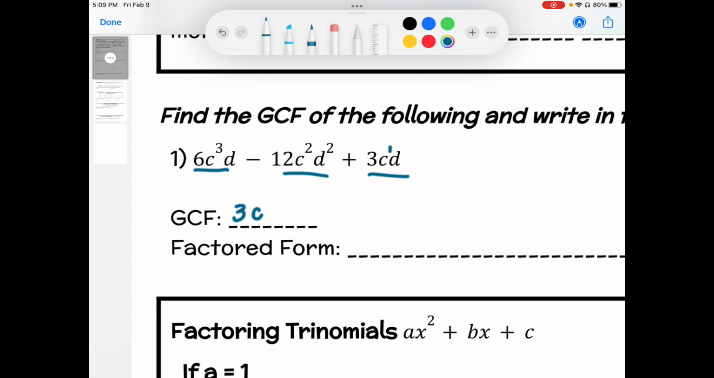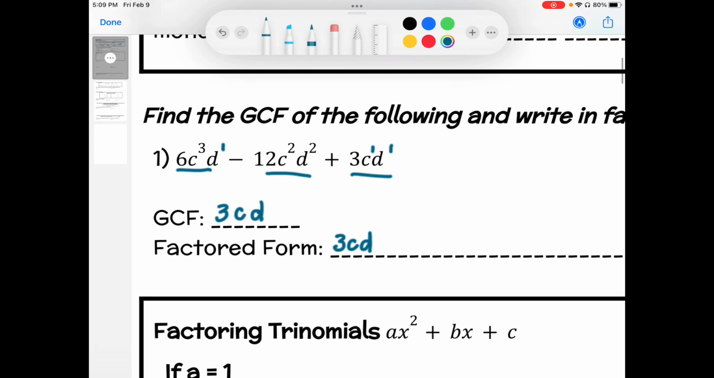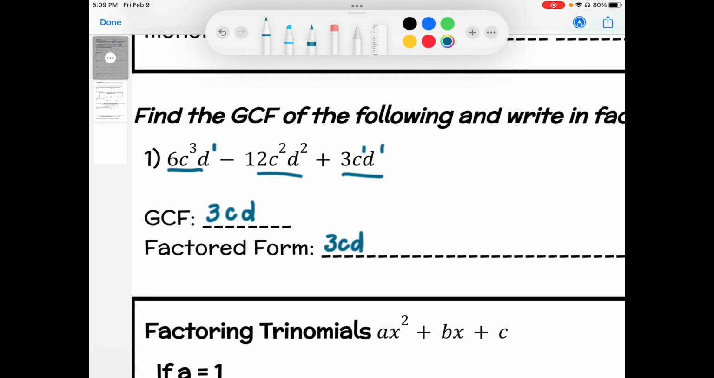So that's going to be our GCF. And then for the D, same thing. We're just going to have D to the first power. We can never pull out more than we have. All right, so in factored form, we're going to have the GCF out front. And then we're going to divide each term by that GCF.